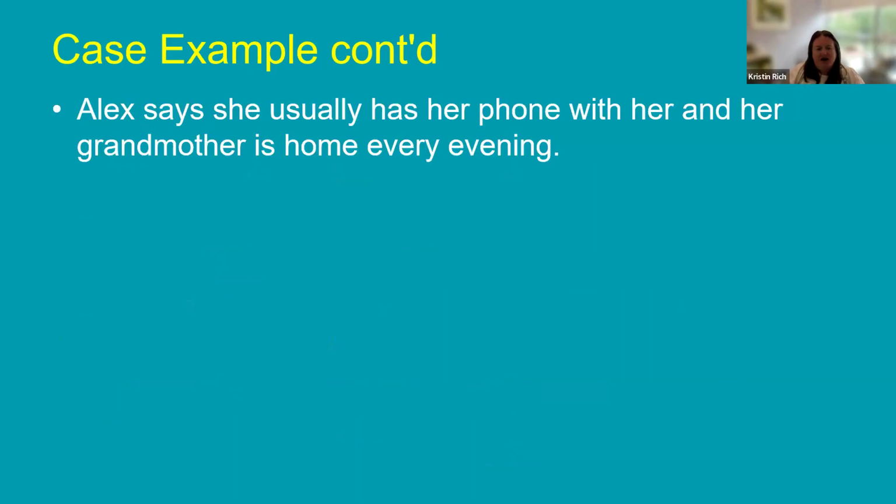As you've talked with her, you find out that she usually has her phone with her, and her mom's at work, but her grandmother is home every evening. So this is really valuable information because it clues you into things that might support her and also that might not support her. So at this stage, it would probably not be helpful to suggest, okay, your mom should remind you, mom's here in the office, mom should remind you every evening. Mom isn't there, she's at work. So that's likely not to be helpful.